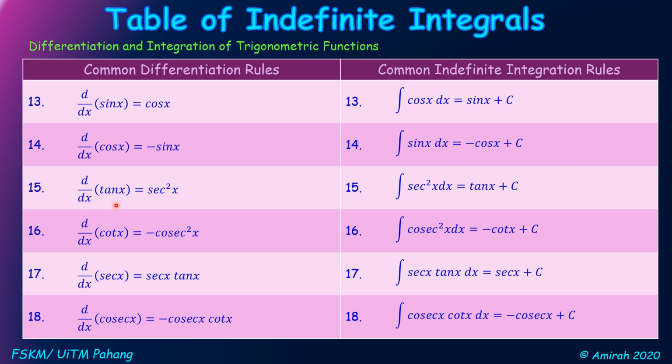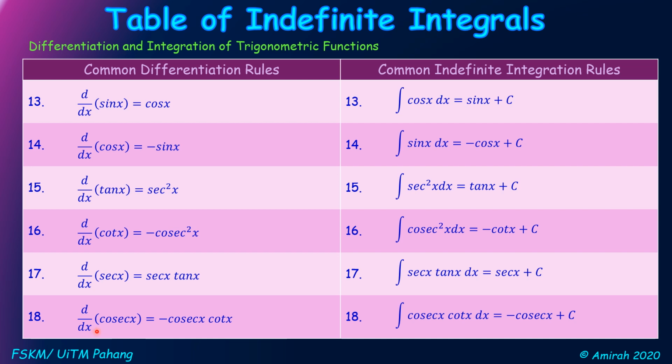And then when we differentiate tangent x, we have sec squared x. So we can create a formula for integration. When we integrate back sec squared, we will have tangent x. And then when we differentiate cot x, we have negative cosec squared x. And when we integrate back cosec squared x, we will have negative cot x plus c. When we differentiate sec x, we have sec x tangent x. And when we integrate back sec x tangent x, we will have sec x plus c.